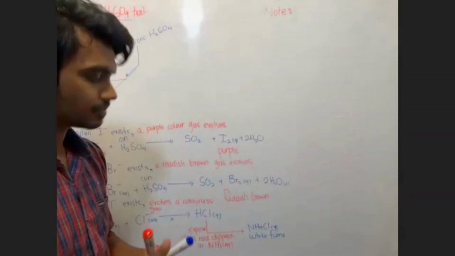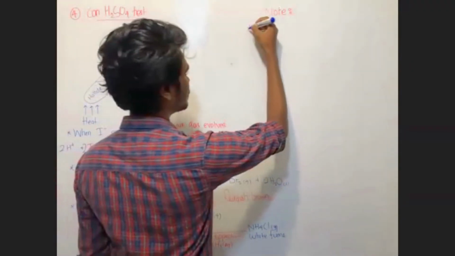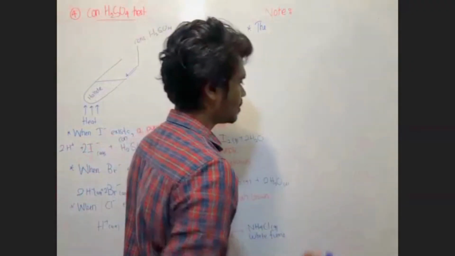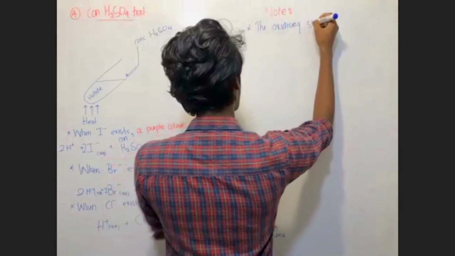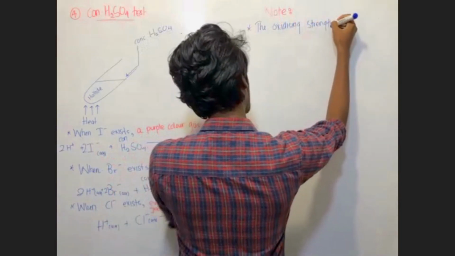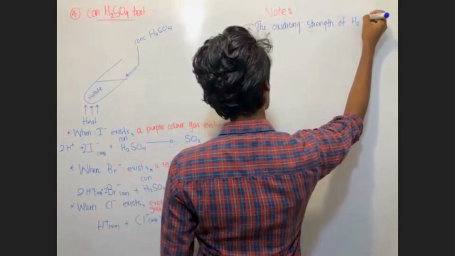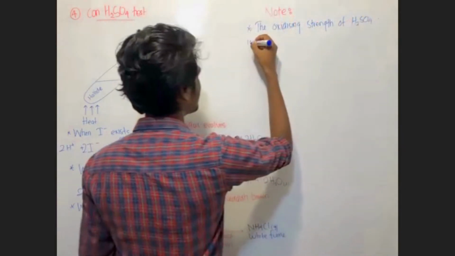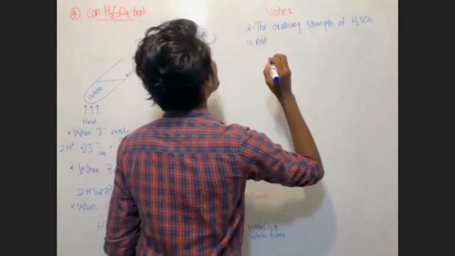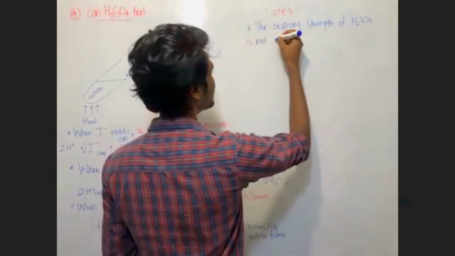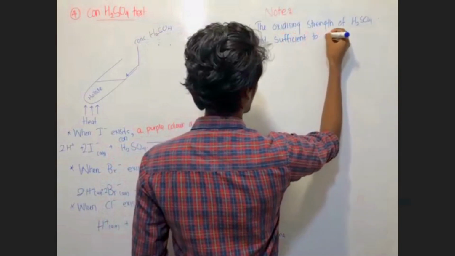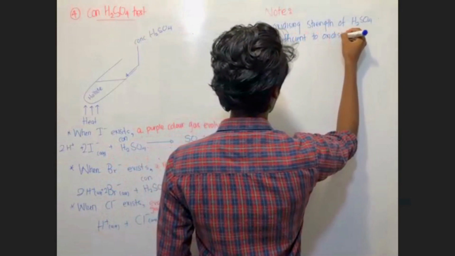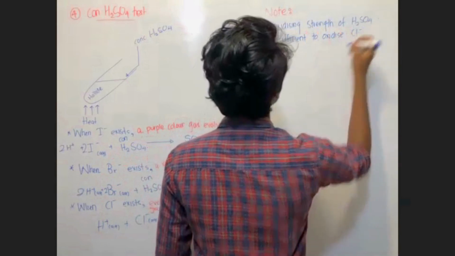The oxidizing strength of H2SO4 is not sufficient to oxidize Cl minus.